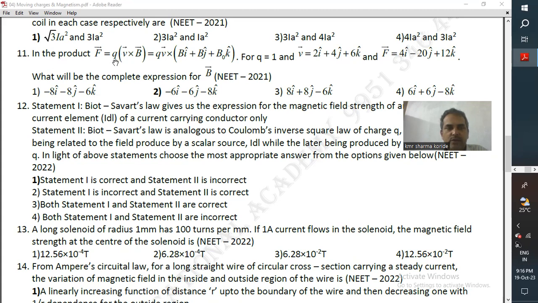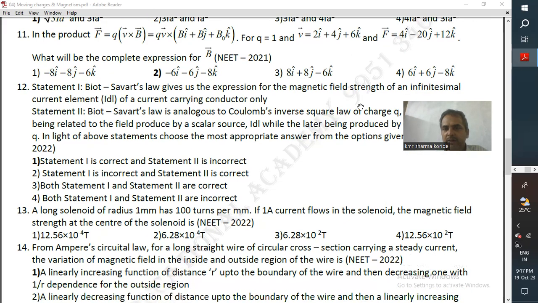In the product, F is equal to Q of V cross B. So there is a cross product between the velocity of the charged particle and the magnetic field. B is like B I cap, B J cap, and B naught K cap. For Q equal to 1 and velocity vector given as 2I cap plus 4J cap and 6K cap, and F equal to 4I cap minus 20J cap plus 12K cap, what will be the complete expression for B?